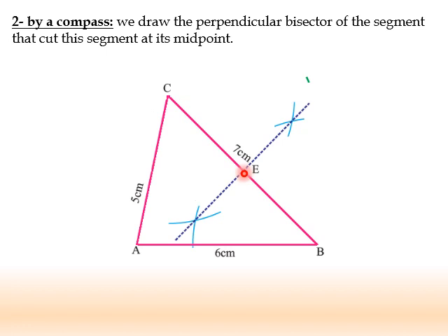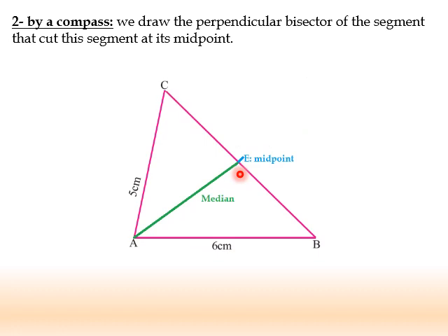I think it's easier to measure by a ruler and find its half, but it's up to you. You can choose the way that you want. Now, if I join the vertex A to point E, which is the midpoint of BC, then AE is the median relative to BC.